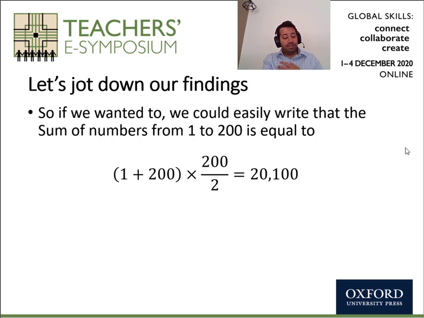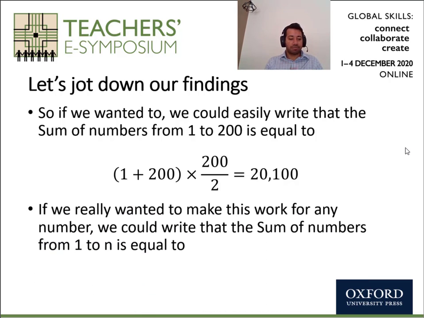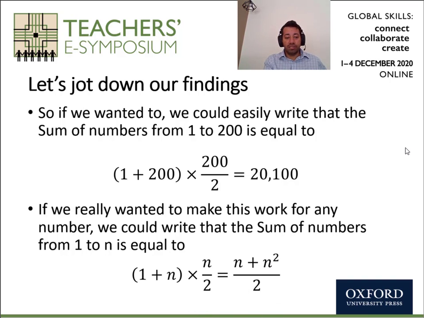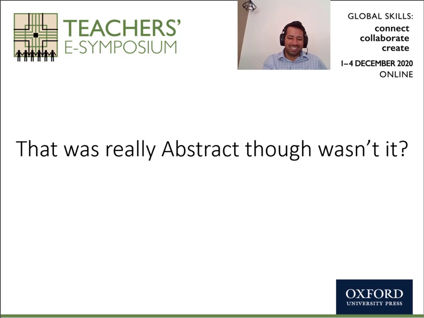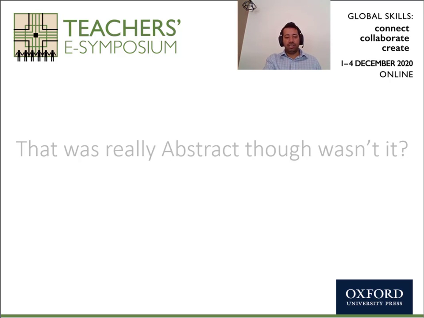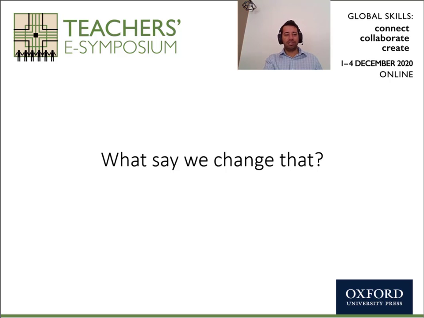In fact, let's take this a step further towards abstraction. If we wanted to make it work for any number, the sum of numbers from 1 to n would equal (1 plus n) multiplied by n divided by 2, which is equal to (n plus n squared) over 2. Now the thing is, that's a bit abstract, isn't it? Even the one with the numbers is quite abstract. It's quite hard to pinpoint, quite hard to jot down, figure out. Let's change that. Let's go for something a little more straightforward.